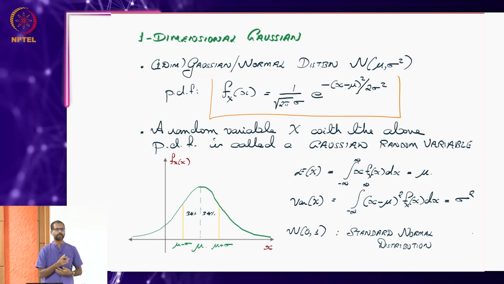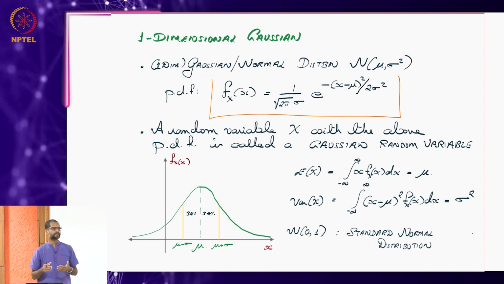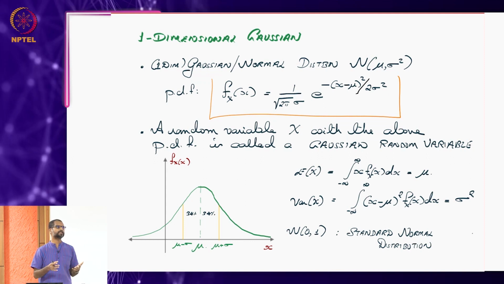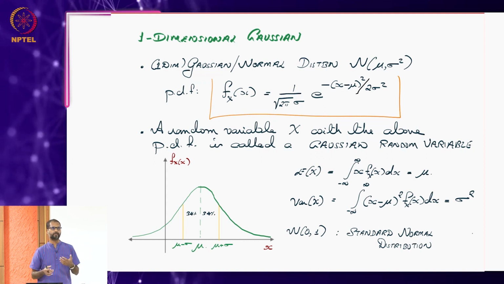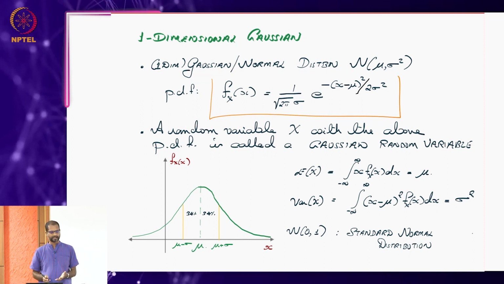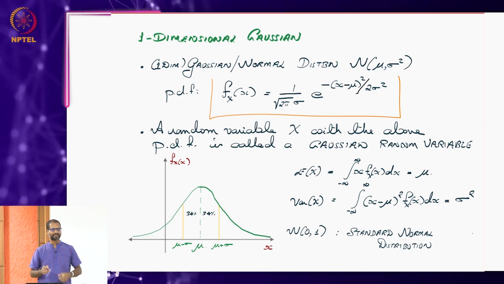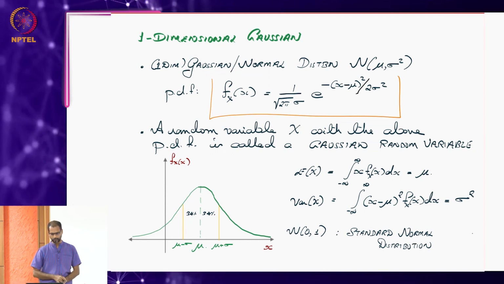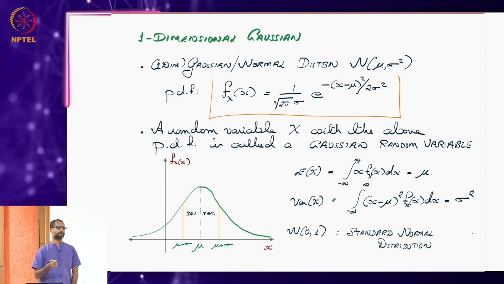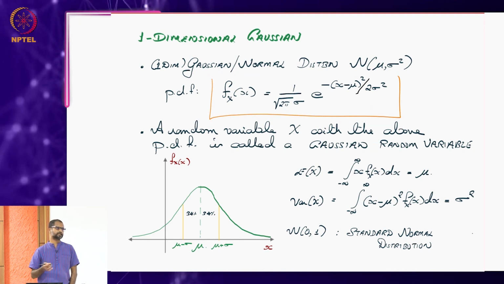In fact, if you go to 3 standard deviations, almost 99% of the probability is within 3 standard deviations on either side of the mean. Though the picture does not look so, it is a very well concentrated kind of distribution. And when you say that a random variable is Gaussian, all it means is that its probability density function is this.